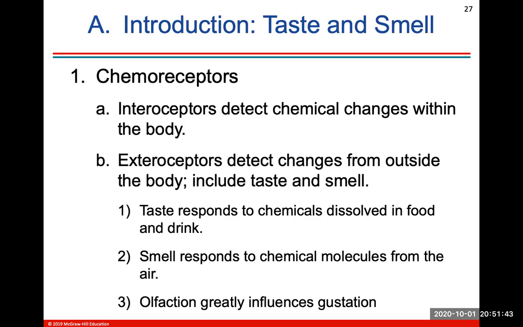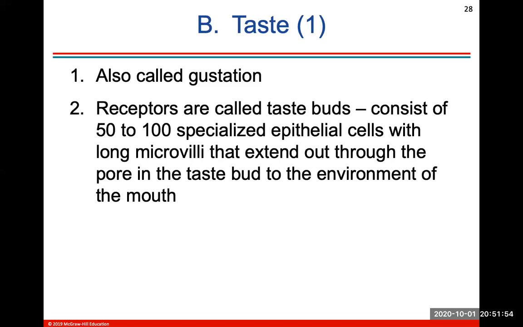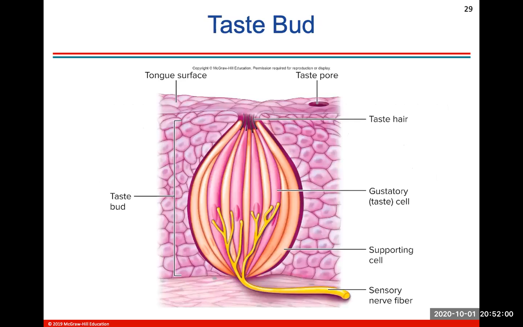Chemoreceptors are interoreceptors that detect chemical changes within the body, and exteroreceptors detect changes from outside the body, like taste and smell. Taste is also called gustation, and receptors are called taste buds. And this is a look at the taste bud itself and how it'll have the gustatory taste cells, the supporting cells, and they're all connected to a sensory nerve fiber.